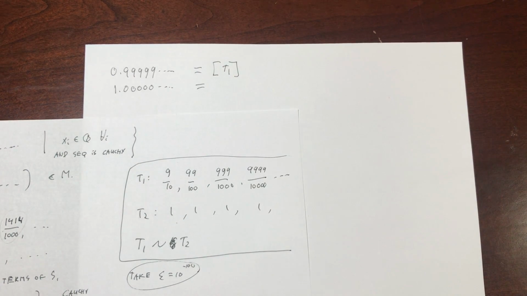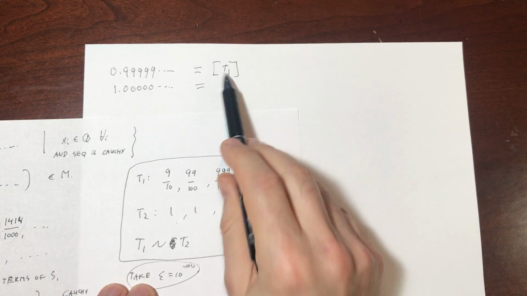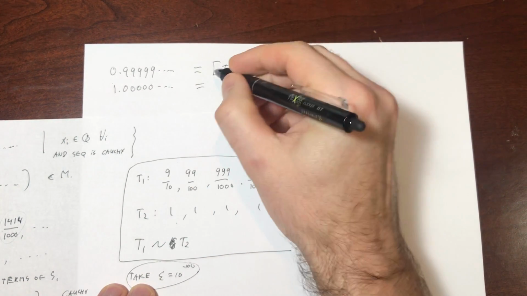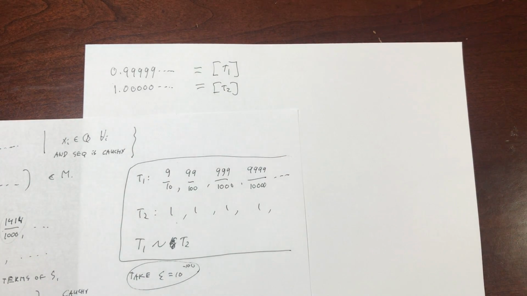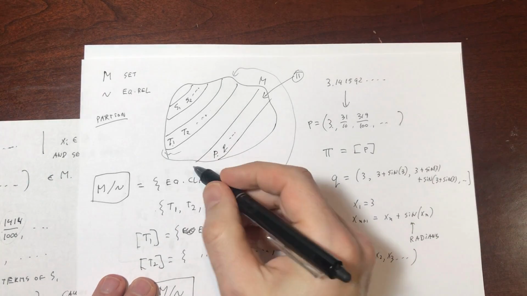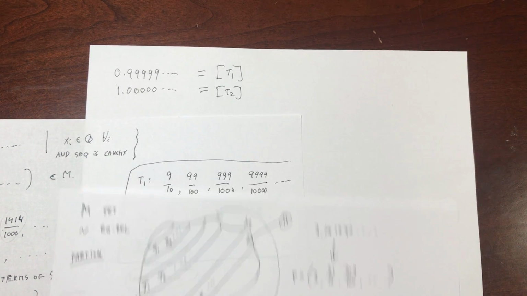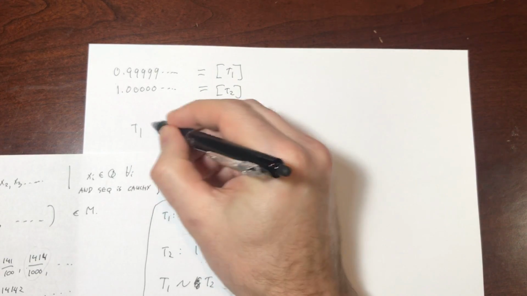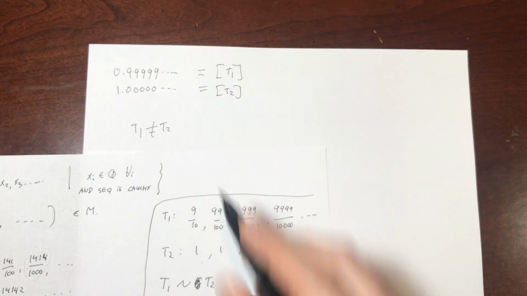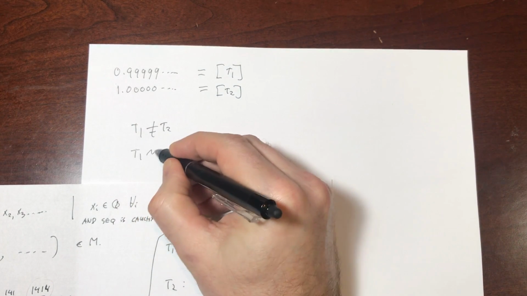So this here means the equivalence class of T1. And this here means the equivalence class of T2. But the equivalence class of T1 and T2 is the same. Okay? The equivalence class of T2 is the equivalence class of T1. So keep in mind the sequence T1 is not the same as the sequence T2. They're different sequences. But they are equivalent.